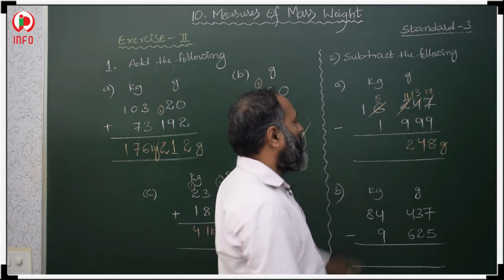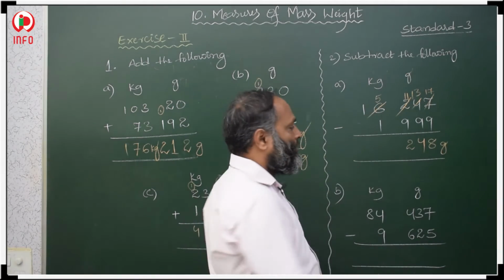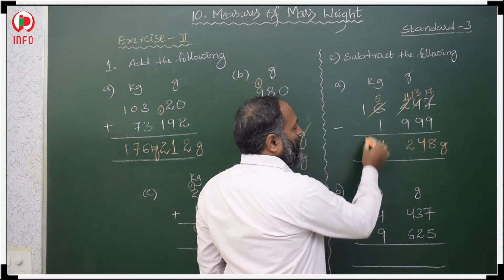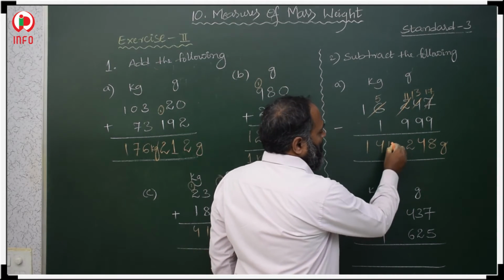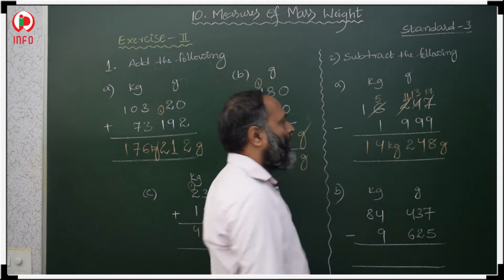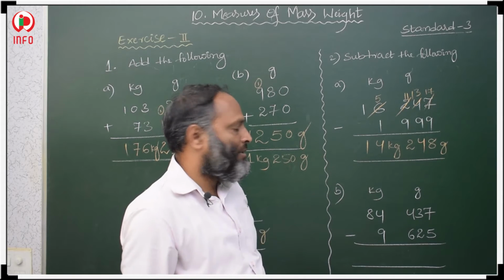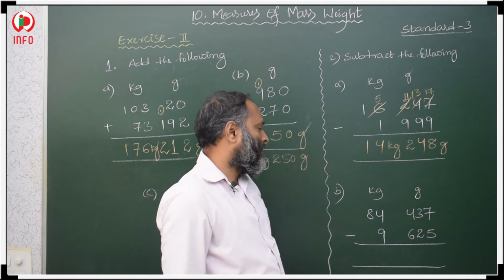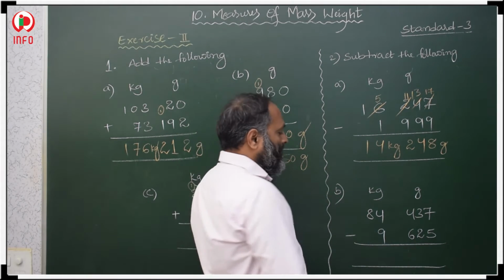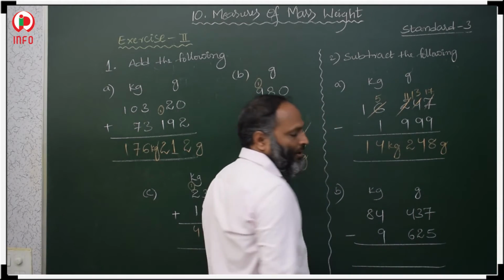Okay. Now kgs. 5 minus 1 is 4. And here only 1 is there, 1 as it is. 14 kgs 248 grams. Okay.